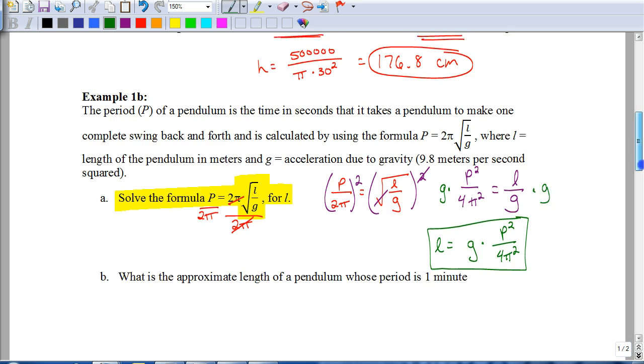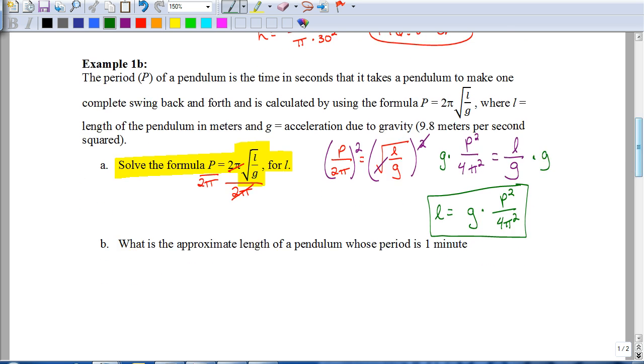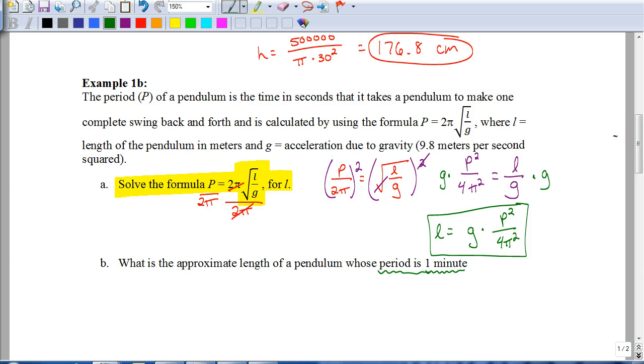So now for this next problem, when it says what is the approximate length of a pendulum whose period is 1 minute, you want to be careful first off. Notice how this says the period of the pendulum. Remember, the period is how long it takes for the pendulum to swing back and forth. I guess I didn't read the story problem, but you could have gotten that from reading the story problem. It says a period is the time in seconds that it takes a pendulum to make one complete swing.